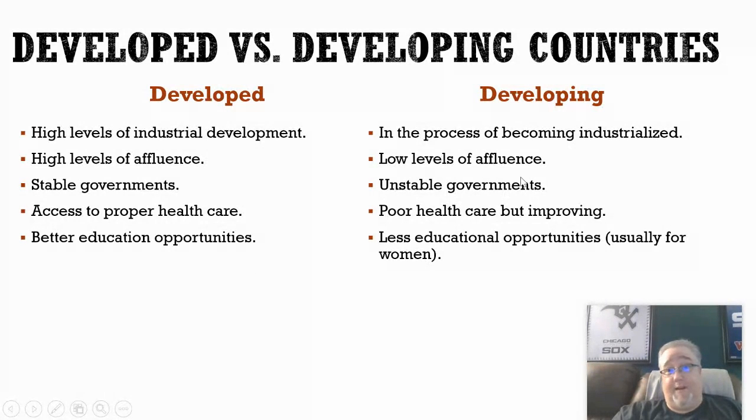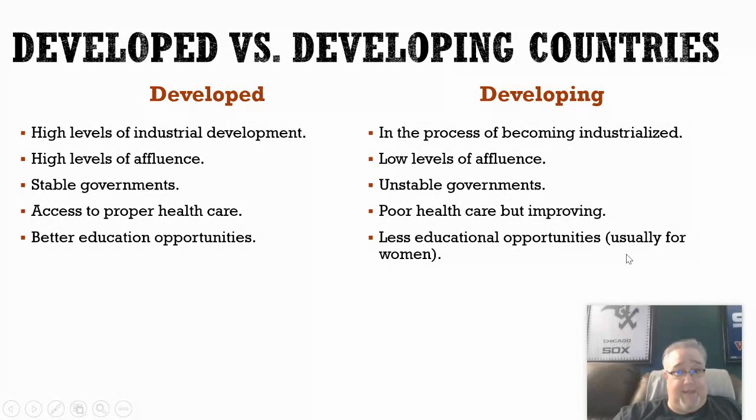Whereas if you talk about a developing country, they are nowhere near the level of industrial development that we have, let's say, in the United States, but they might be on their way. It depends on what stage of a developing country they are. They have a lower level of affluence, so that means probably not a lot of money. We just read that article about living on less than $500 a year. A lot of people in developing countries do live that way. They have unstable governments for the most part, at least historically. Poor health care, but it may be improving. And then finally, less educational opportunities, especially for women.